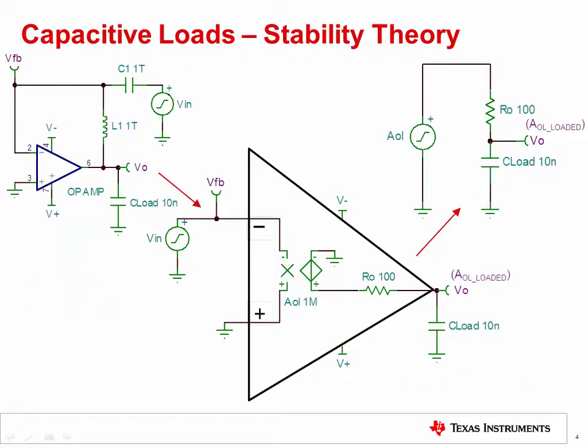If we take a look at the simplified representation of the open loop circuit, we see that the input signal passes through the AOL block and then the series open loop output impedance, RO, before reaching the op-amp output voltage, VO. When a capacitor, C load, is connected from the output to ground, the op-amp AOL curve is loaded by the RC voltage divider formed by RO and C load.